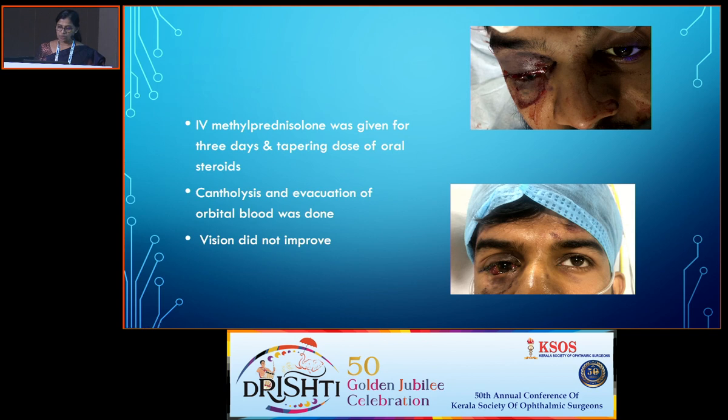Evacuation of the hematoma was done through lateral canthotomy and anterior orbitotomy, and the fracture floor was reduced. His proptosis improved, but vision did not improve.